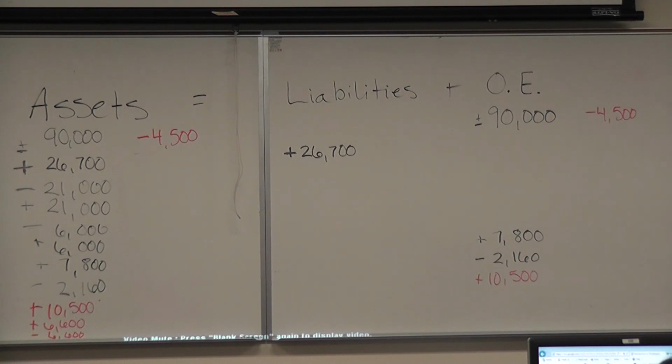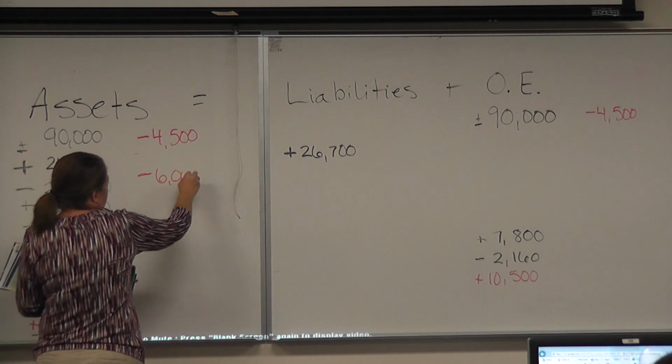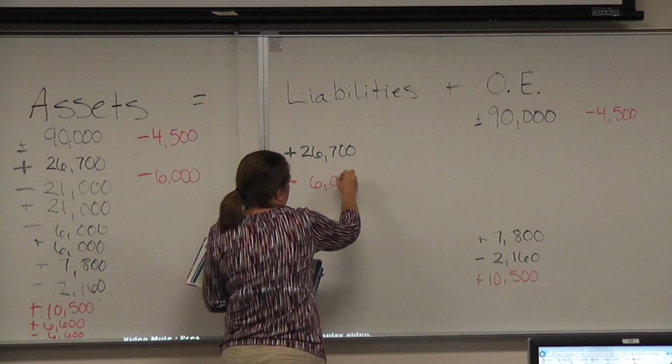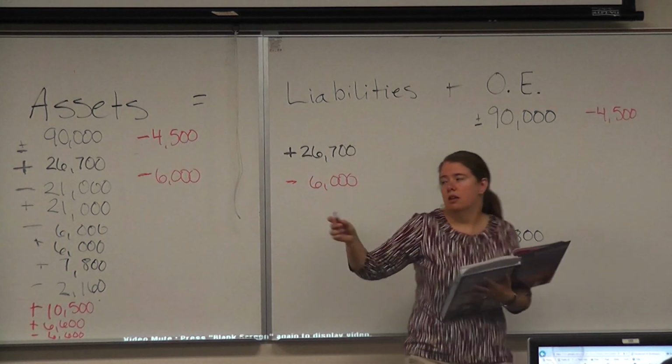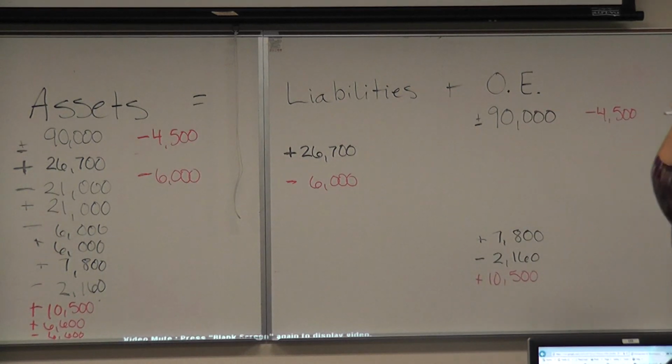$6,000 to a creditor. Okay, so decrease the liability. Decrease what? The assets and then decrease the liabilities. Meaning the balance of your liabilities went down because you paid them. You paid them down.